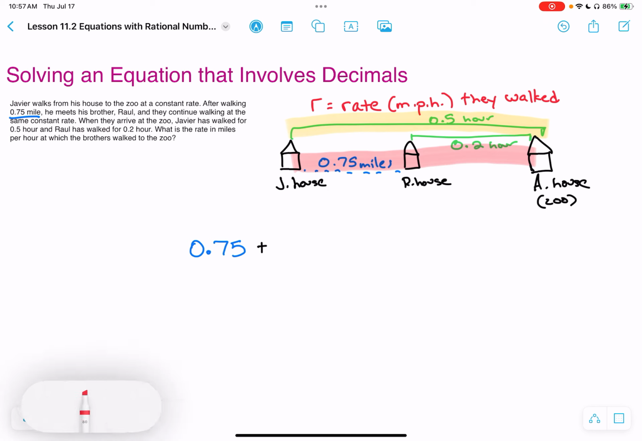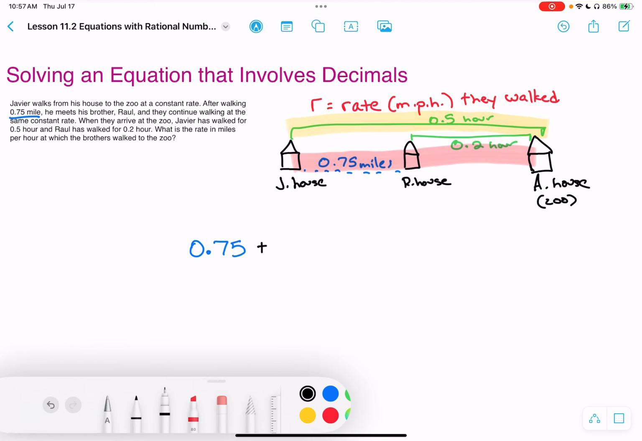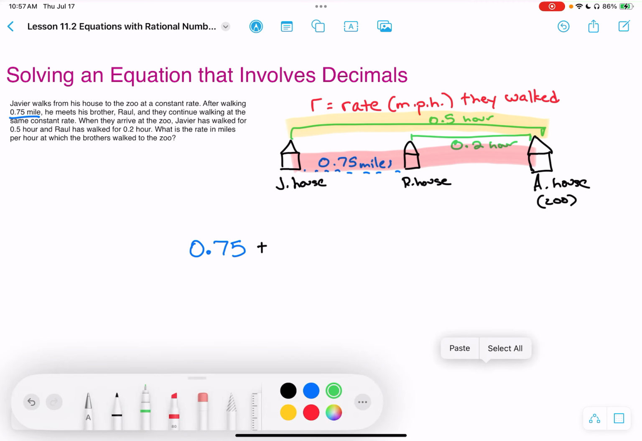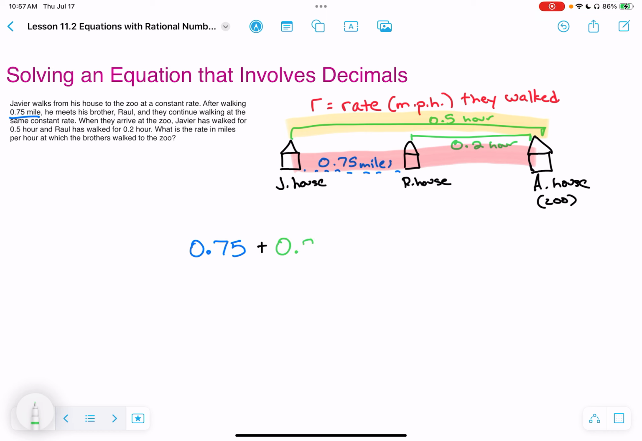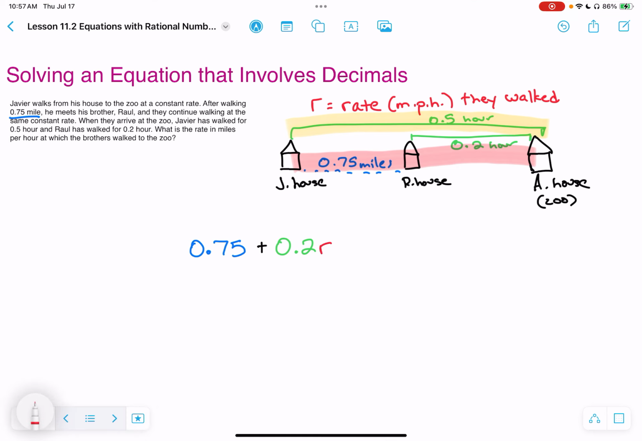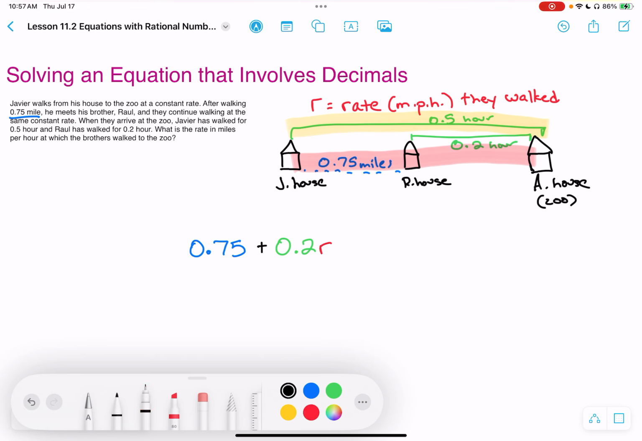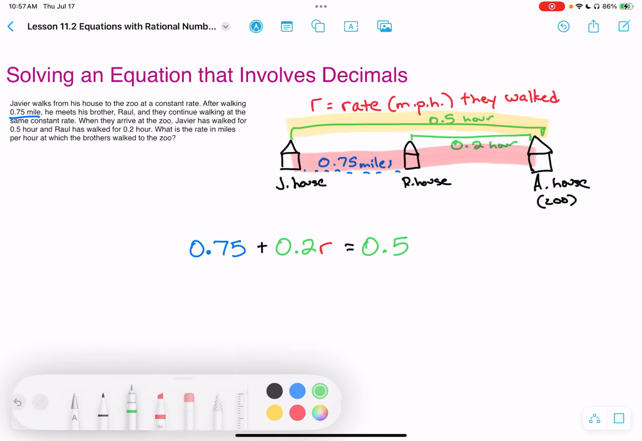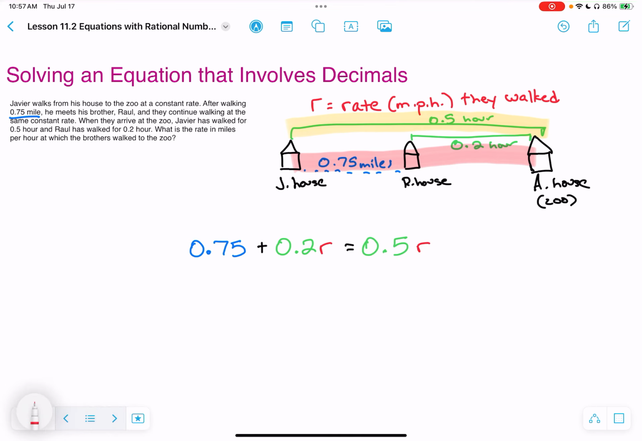So the 0.75 added to the 0.2 times whatever the rate was, is equal to Javier's half an hour times whatever the rate was.